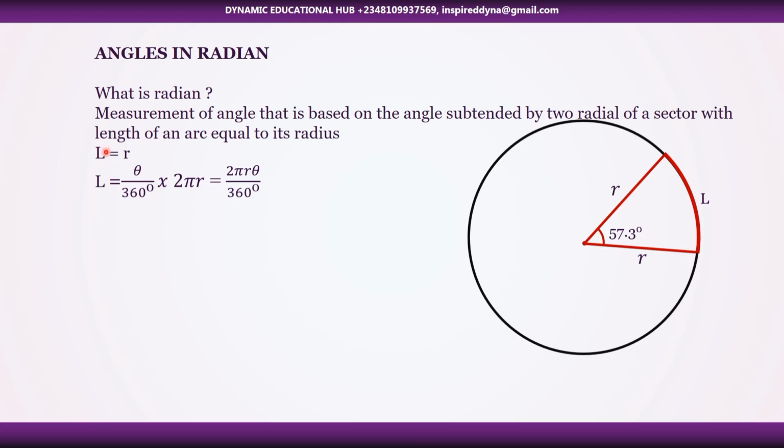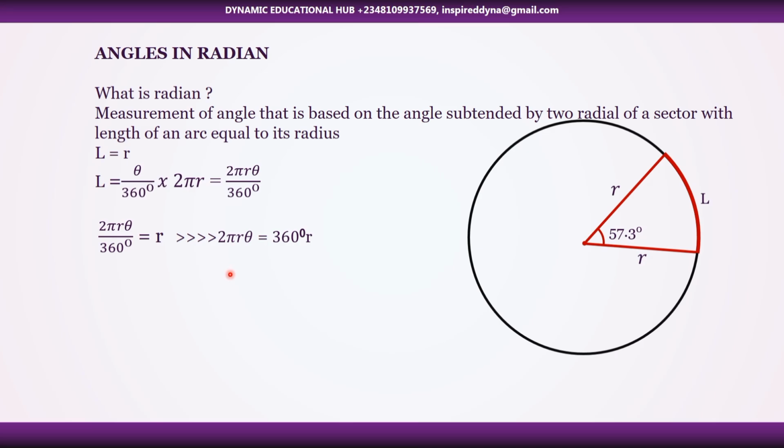Now this length of an arc is equal to the radius. So we can equate this with the radius. It means that 2 pi r theta over 360 degrees is equal to the radius. And if you cross multiply, you can get 2 pi r theta is equal to 360 degrees. Is that okay? So the next thing is to make pi or theta the subject of formula. Let's make pi the subject first.